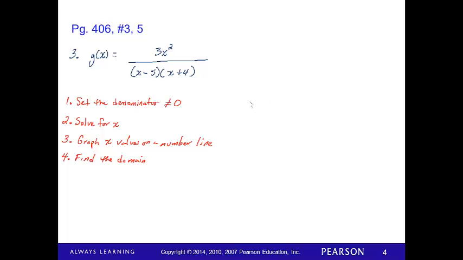So set the denominator not equal to 0, so x minus 5 and x plus 4 not equal to 0, and that's because you cannot divide by 0. And remember the zero product principle. If we have two things multiplied together not equaling 0, that means they both cannot equal 0. So x minus 5 doesn't equal 0, and x plus 4 cannot equal 0. So this tells us x cannot equal 5, and x cannot equal negative 4.